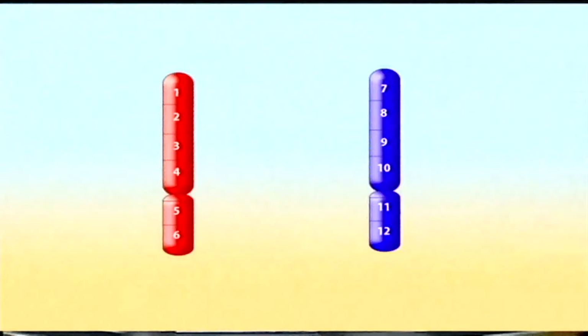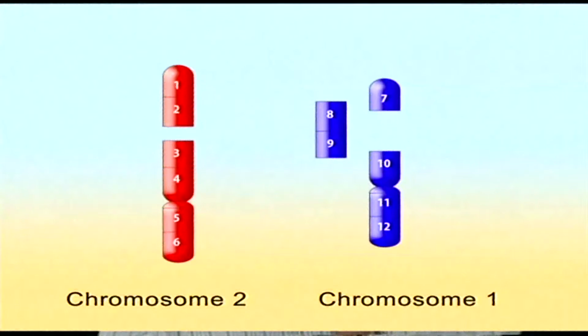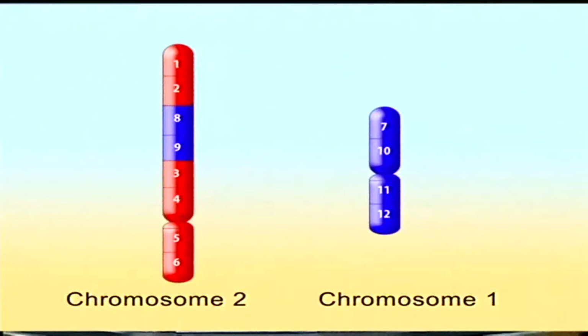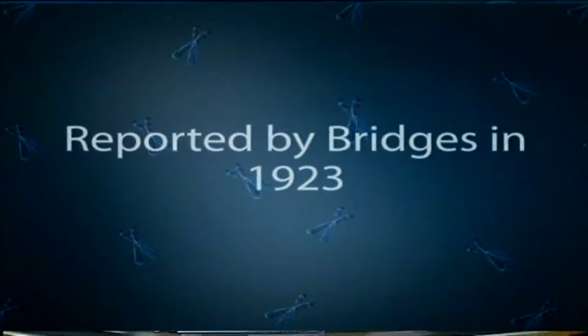Say for example, we have two chromosomes. Chromosome 1 has two breaks releasing an acentric fragment, and chromosome 2 has a single break. Then the acentric fragment from chromosome 1 is transferred to near the break in chromosome 2. This is a unilateral translocation or one-way translocation. This has been found in nature and was first reported by Bridges in 1923.